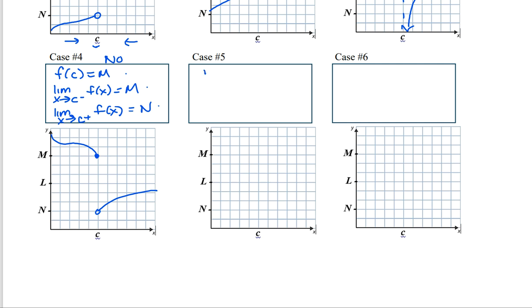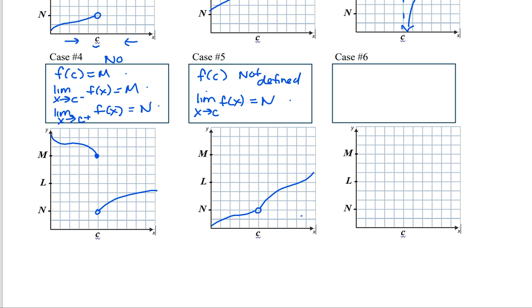F of c is not defined, is the first piece of information. And the second piece of information is that the limit as x approaches c of f of x is equal to n. All right, I'm going to pause the video now. And I'm back. Check your notation, check your graph. Should look something like this.